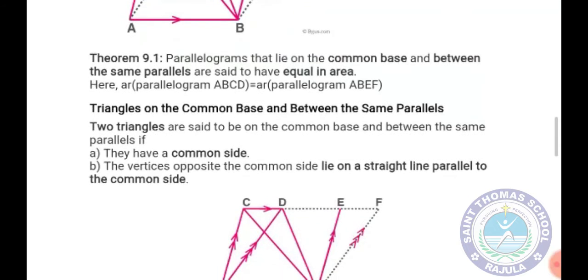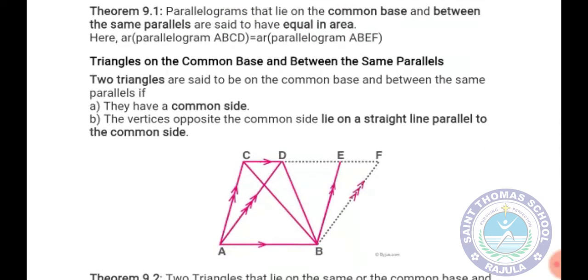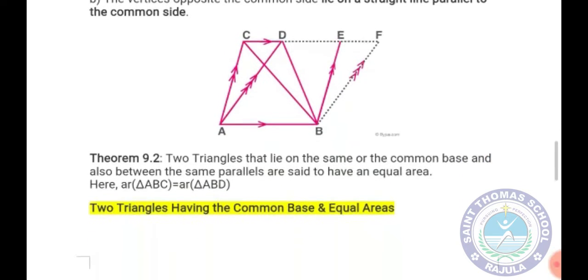Triangles on the common base and between the same parallels. You can see there are triangles with the common base. If you take triangle ABC or triangle ABD, both are triangles and both have the common base. Which is the common base that both the triangles have? That is side AB. They have the common side and the vertices opposite to the common side lie on a straight line parallel to the common side.